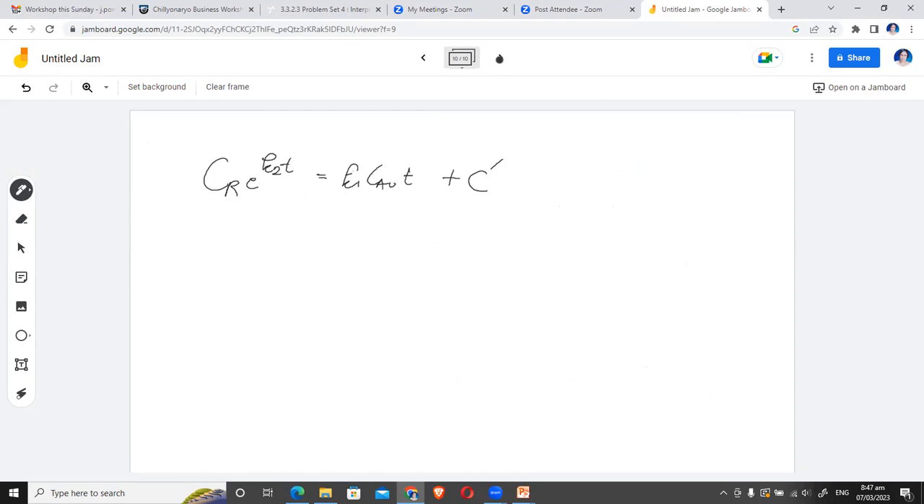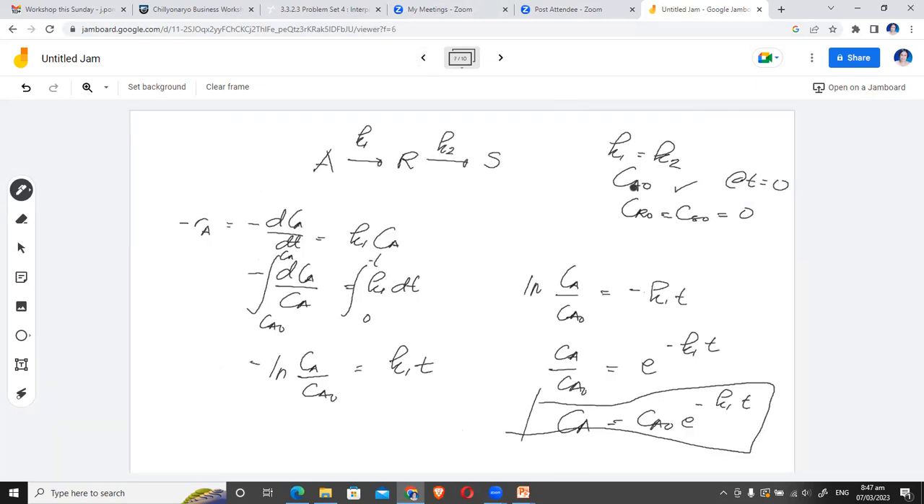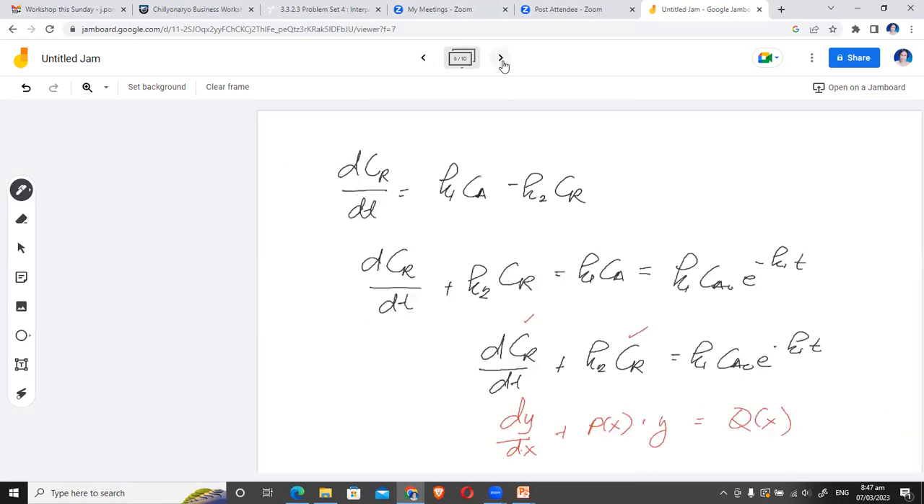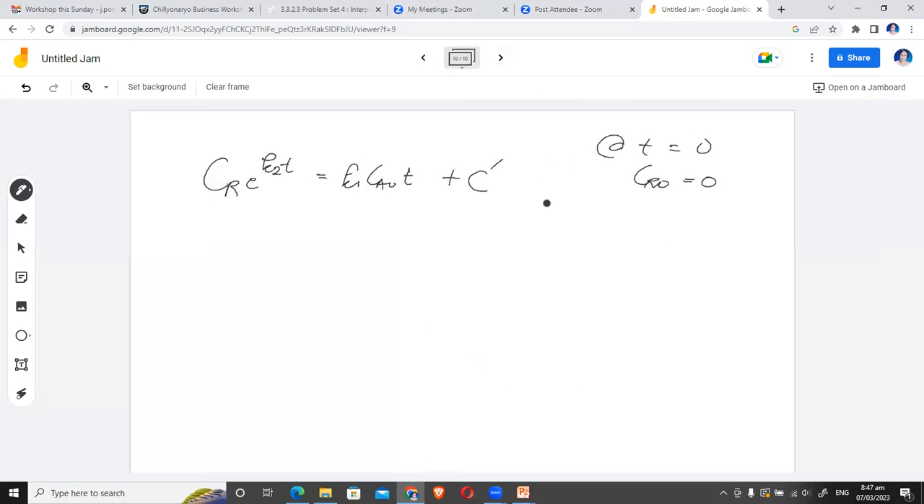So we will use the condition that at time equal to 0, we don't have CRO. It was given in the condition that initially you only start with A. You don't have this R. So we use that as a condition to find the C prime. If we substitute it in here, this will be 0 times e raised to 0, which is 1, equal to k sub 1 CAO times 0 plus C prime. Therefore, C prime is equal to 0.